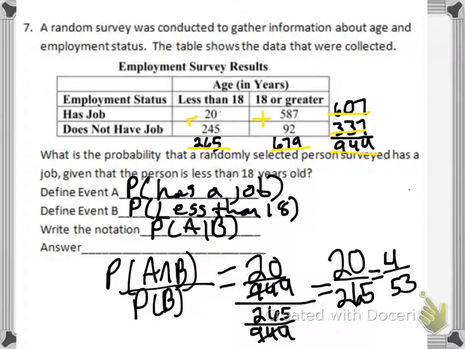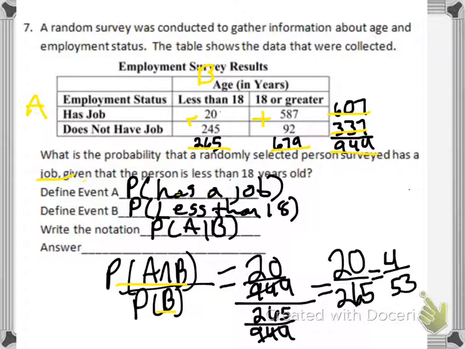Then A is the probability, so right here it says given, so we know we're using given. What is the probability of random selecting a person surveyed has a job? So probability has a job, so we know has a job is our A, and probability of B is less than 18, so this is our B. That's our given here, so we got probability of A intersect B over probability of B for our formula.